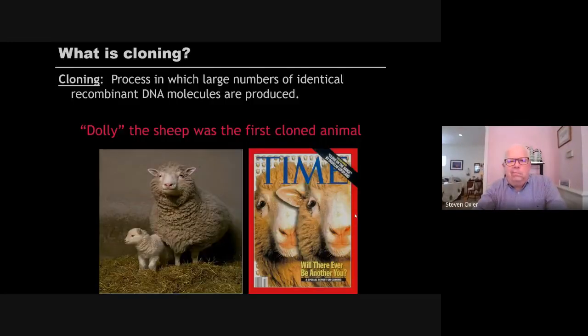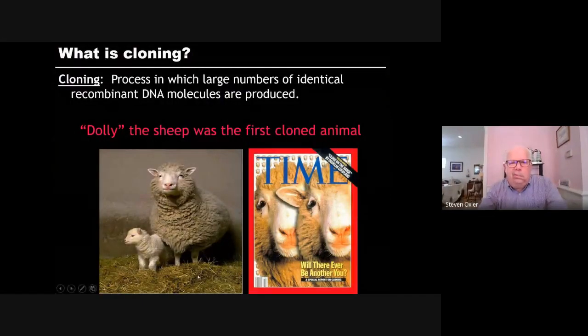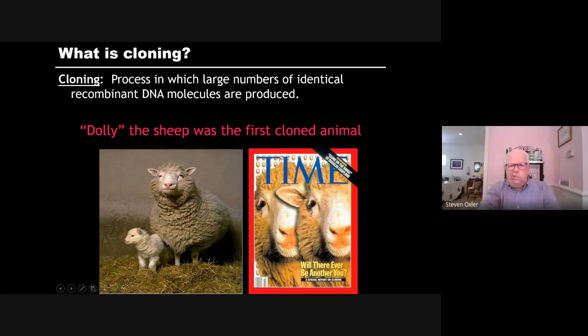All right. And you can clone. Cloning is the process by which large numbers of identical DNA molecules are produced. This was the first animal cloned. Her name is Dolly, and she is a sheep. She's now dead, but Dolly. There you go. All right.